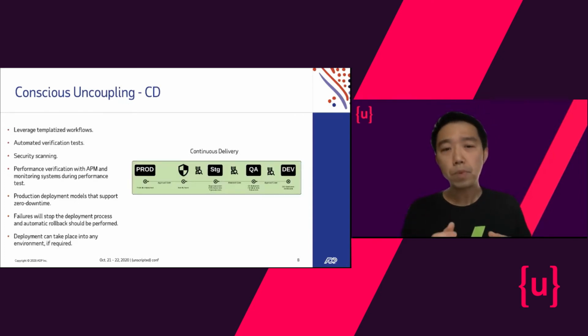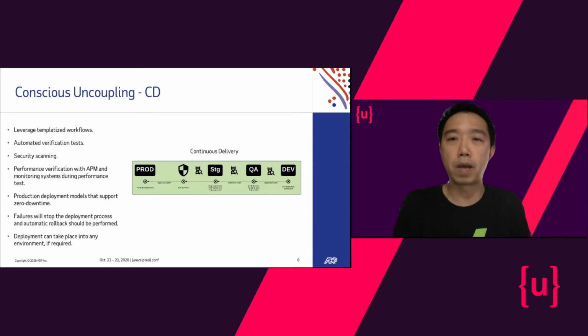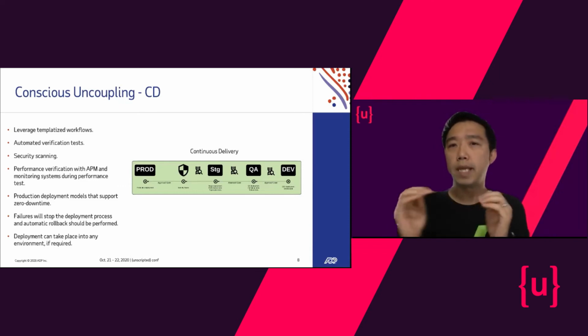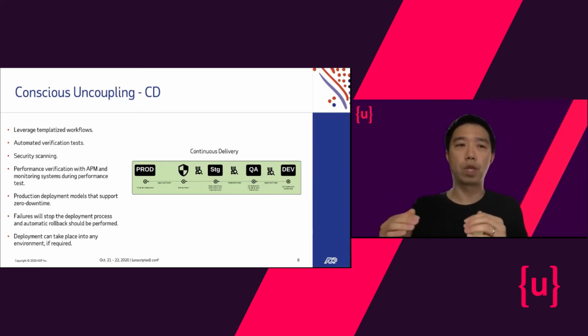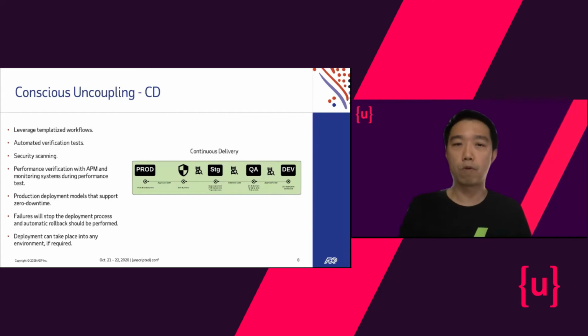Next step, obviously, is CD. If we really think about it, the way we visualize the CI/CD pipeline is CI is about 30% of the whole process. CD is the 70%. And really, CD is the meat of the whole CI/CD process, because a lot more action is done there. Now, what we do with our CD pipelines is we leverage templatized workflows. We try to templatize as much as we can for specific language deployments and so forth. We try to automate our verification tests as well as security scanning.